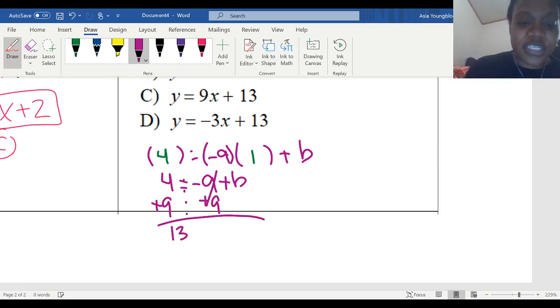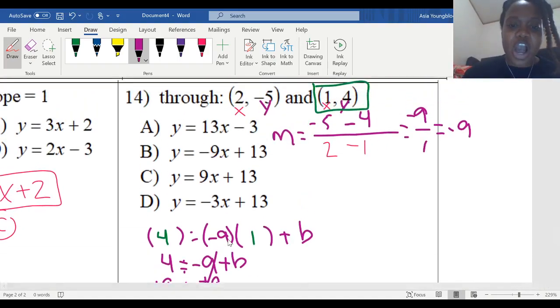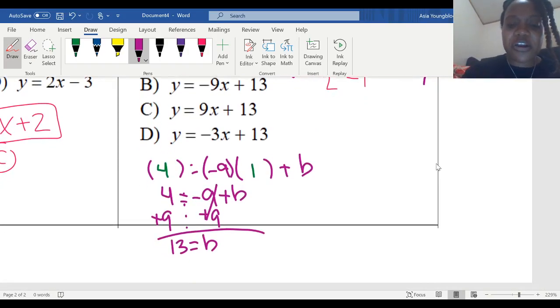So we get 13 equals b. So we have our y-intercept, 13, and our slope, negative 9. So our final equation is going to be y equals negative 9x plus 13.